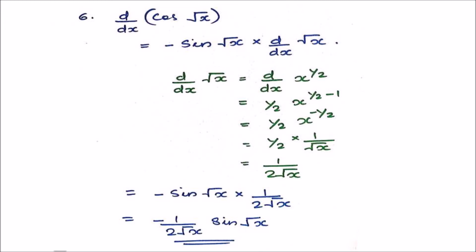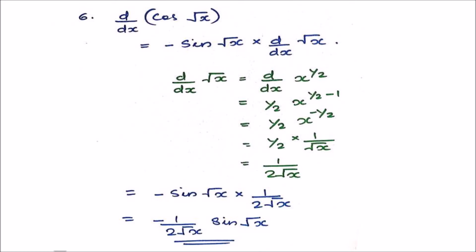We know derivative of x raised to n is equal to n x raised to n minus 1. We can apply this in x raised to 1 by 2. We will get the answer as 1 by 2 into x raised to 1 by 2 minus 1. On solving, 1 by 2 into x raised to minus 1 by 2. Or we can rewrite it as 1 by 2 into 1 by x raised to 1 by 2. Again, x raised to 1 by 2 is root x. So the answer is 1 by 2 root x.